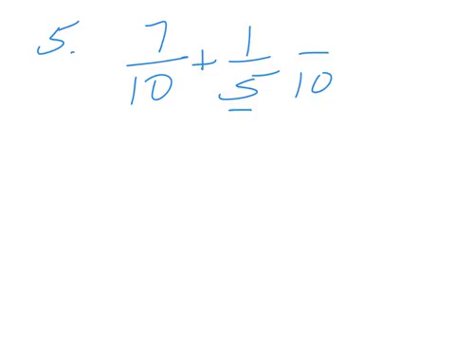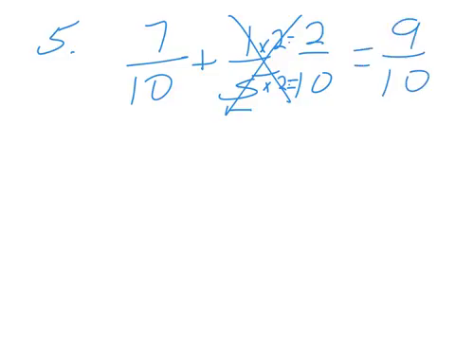And I need to change 1/5 into something over 10. So 5 times 2 equals 10. It's supposed to be an equal sign. So that means I have to multiply 1 times 2, and that equals 2. And now I'm done with this. I've got now 7/10 plus 2/10 equals 9/10. I can make 10 my common denominator. Let's look at number 6.